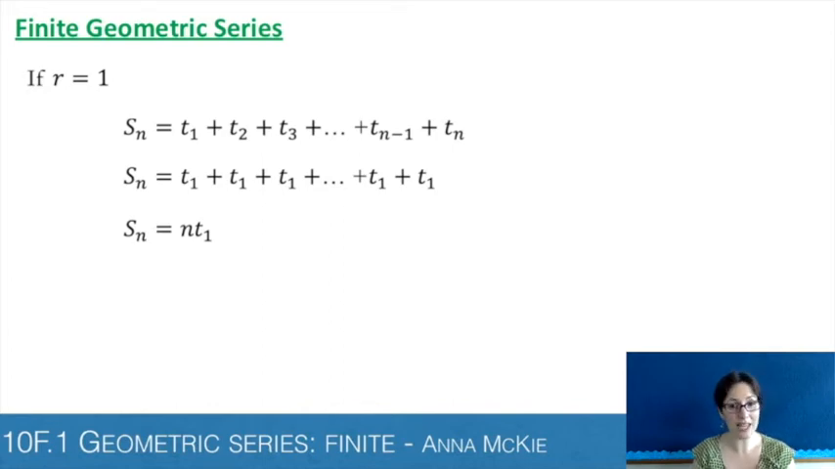Just a note, if r is equal to 1, think what happens here if you substitute that into the formula, these are all the same. And we actually end up with an arithmetic series, because if the ratio is 1, that means they're multiplied by 1 each time, which means it's staying as term 1. So it's just n lots of term 1 for the sum.